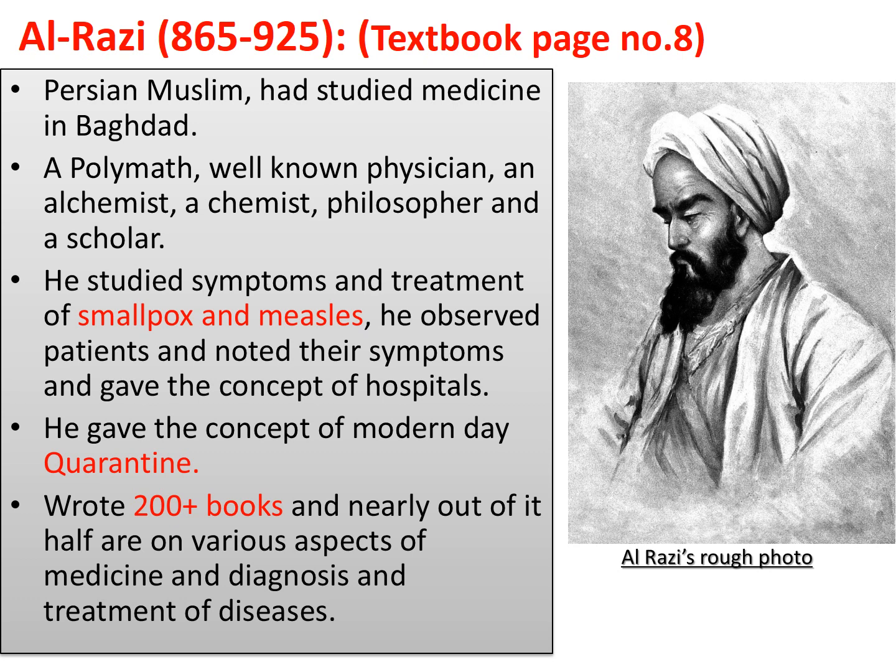A polymath is a person of wide knowledge, a well-known physician and alchemist, a chemist, philosopher, and a scholar. He studied symptoms and treatment of smallpox and measles. He observed patients and noted their symptoms and gave the concept of hospitals. He gave the concept of modern day quarantine.